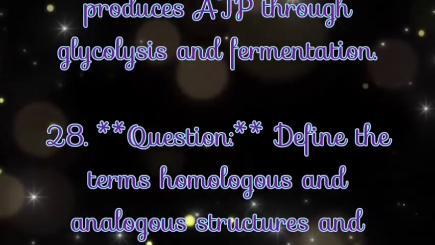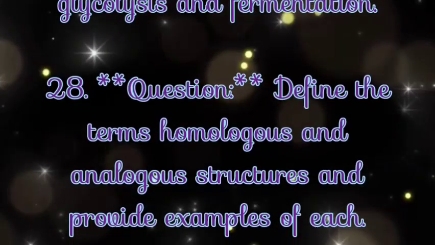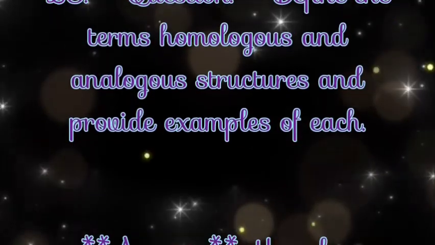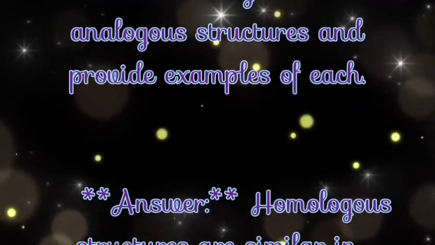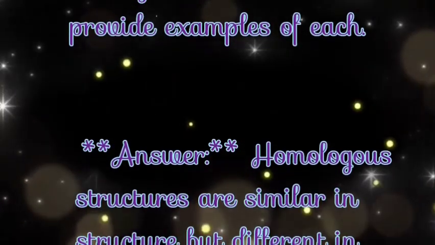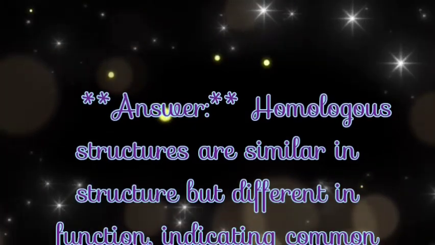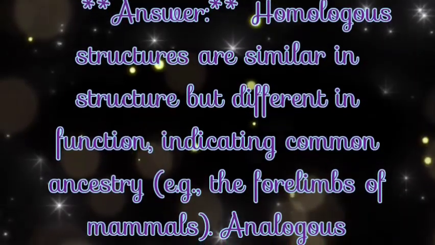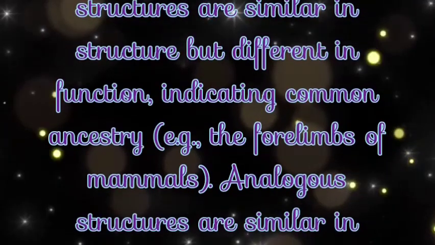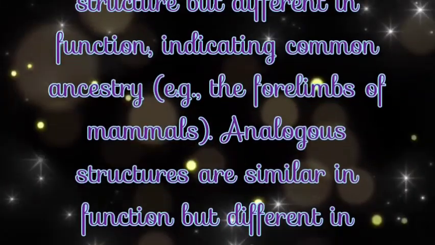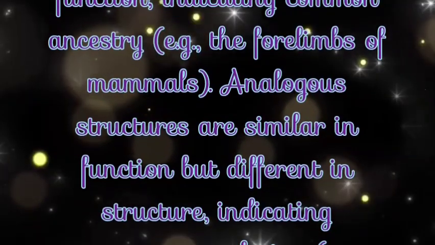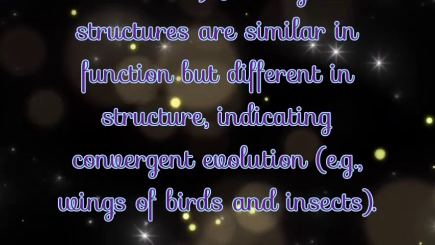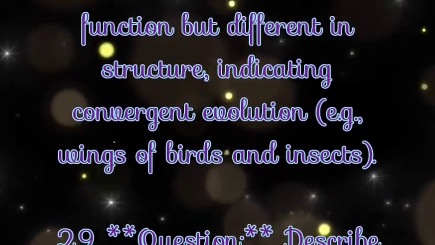Question number 28. Define the terms homologous and analogous structures and provide examples of each. Answer. Homologous structures are similar in structure but different in function, indicating common ancestry. Example, the forelimbs of mammals. Analogous structures are similar in function but different in structure, indicating convergent evolution. Example, wings of birds and insects.